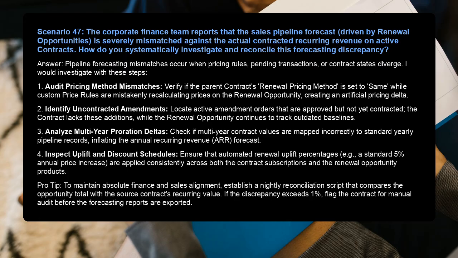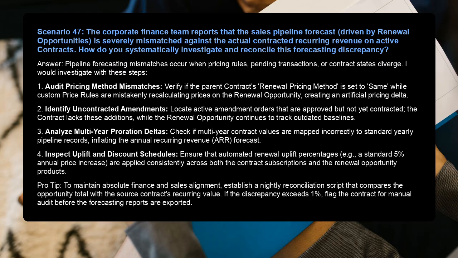1. Audit pricing method mismatches. Verify if the parent contract's renewal pricing method is set to same while custom price rules are mistakenly recalculating prices on the renewal opportunity, creating an artificial pricing delta. 2. Identify uncontracted amendments. Locate active amendment orders that are approved but not yet contracted. The contract lacks these additions, while the renewal opportunity continues to track outdated baselines. 3. Analyze multi-year proration deltas. Check if multi-year contract values are mapped incorrectly to standard yearly pipeline records, inflating the annual recurring revenue (ARR) forecast.